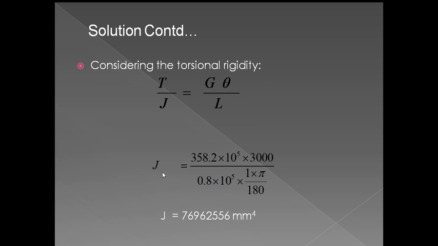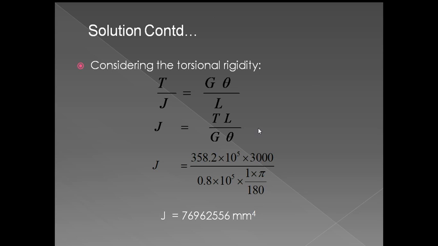Here we are designing the shaft based on the torsional rigidity. When we are considering torsional rigidity, the formula is T by J equal to G theta by L. All other values are given in the problem. So here we are going to find the value of J equal to TL by G theta. T is already given, 358.2 into 10 to the power of 5, and the length is 3 meters, that is 3000, divided by G value 0.8 into 10 to the power of 5 into pi by 180.